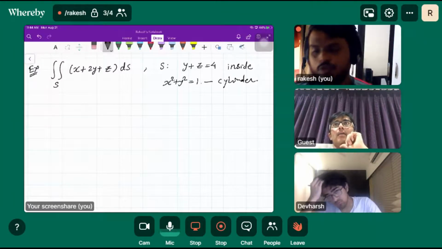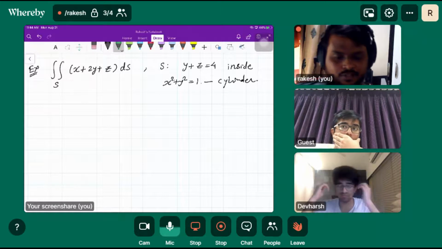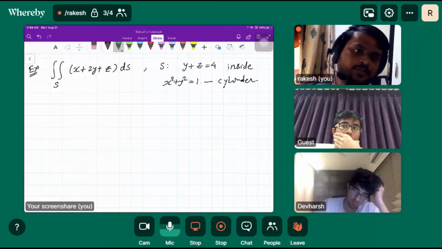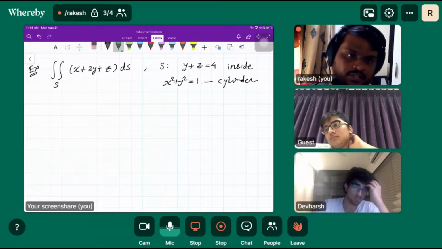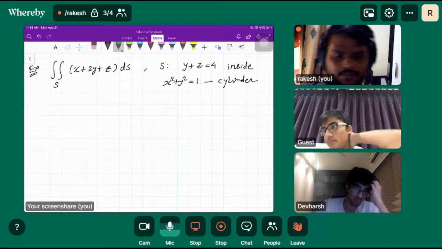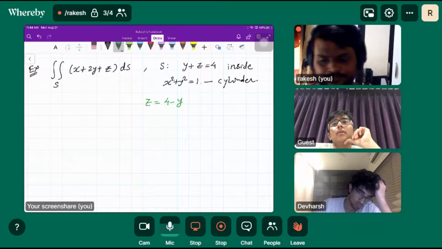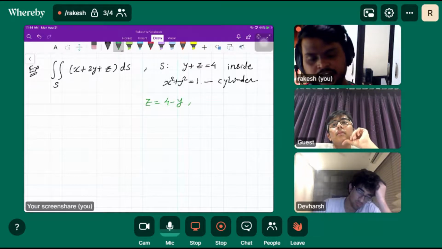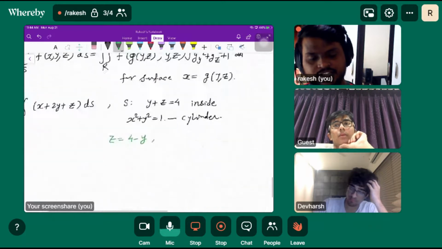So which simple will we go for? z simple, right? Because that's easy. If you go for x simple or y simple, you will have to take the square root, and that's not recommended. So we'll go for z simple. So z is equal to 4 minus y. Okay, and based on the above formula, we'll find out gx and gy.